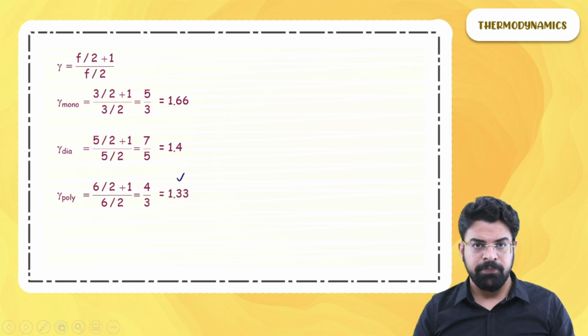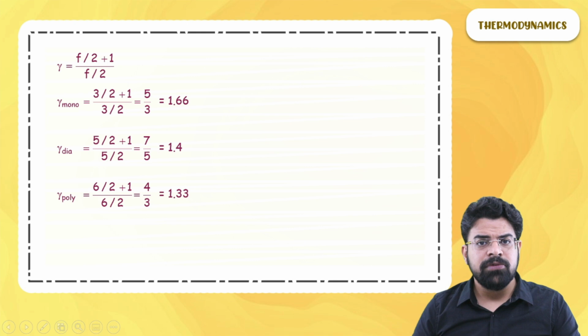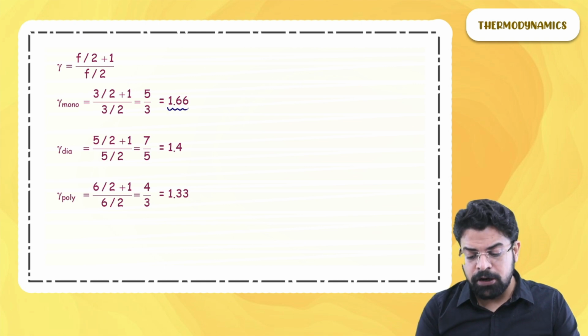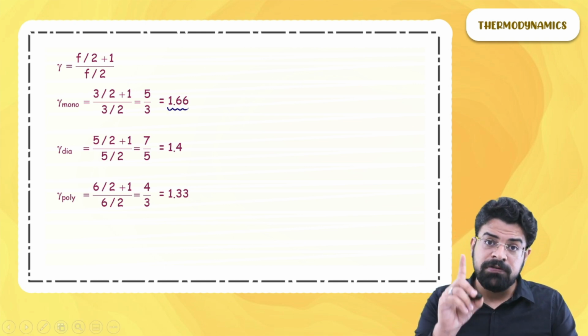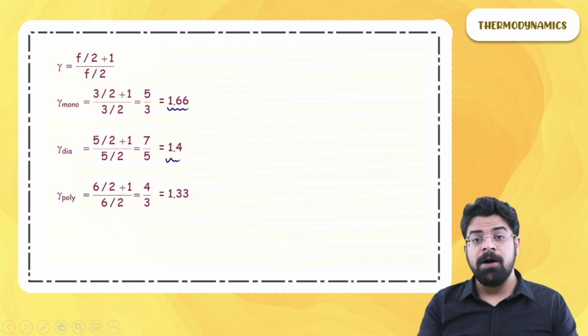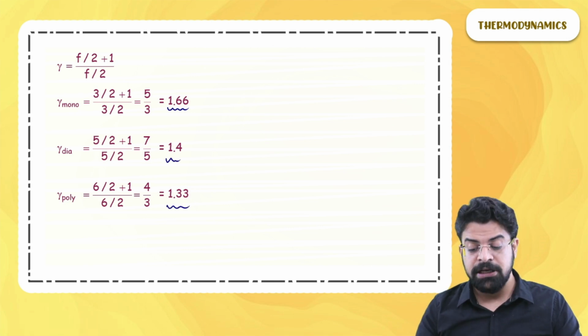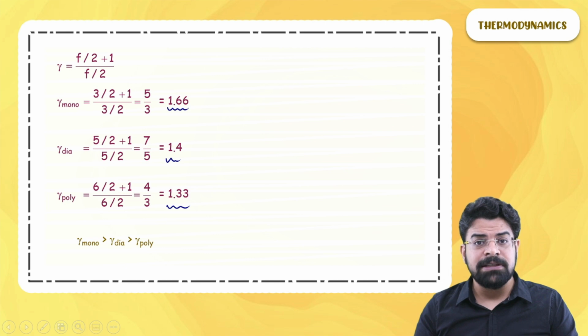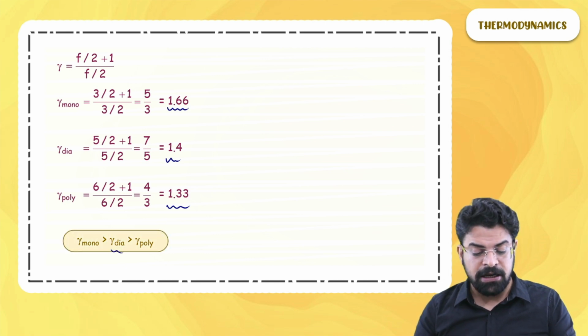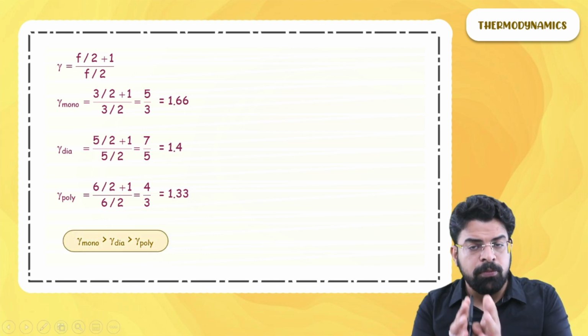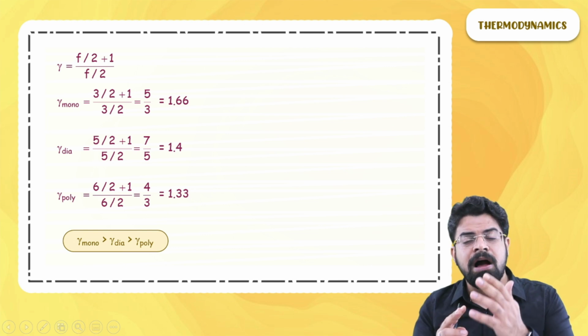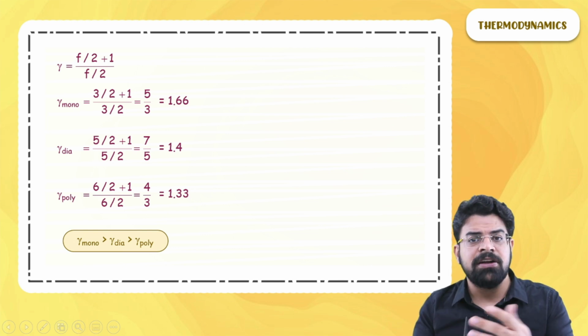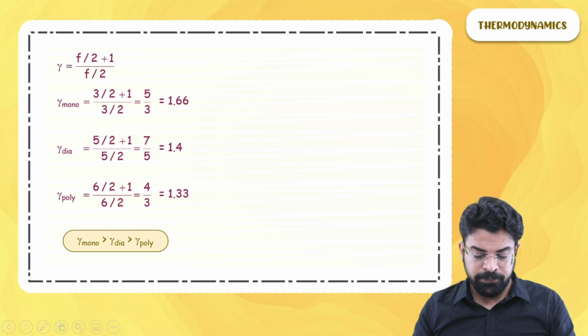1.33 recurring. So here you can see that the gamma of monoatomic gas is 1.66, the gamma of diatomic gas is 1.4, the gamma of polyatomic gas is 1.33. Hence we can say that gamma mono is greater than gamma dia is greater than gamma poly. Gamma for monoatomic gas is greater than gamma for diatomic gas, and it is greater than gamma for polyatomic gas.